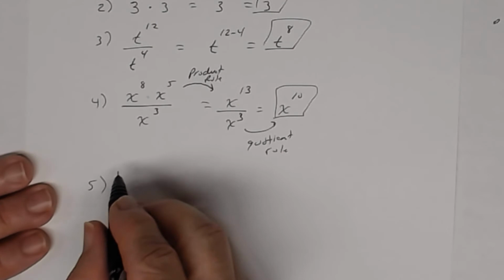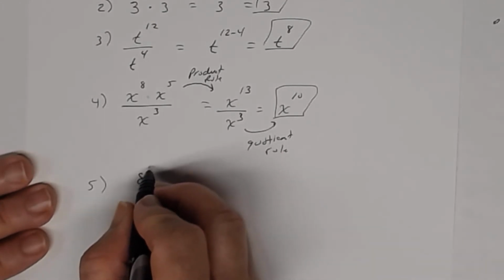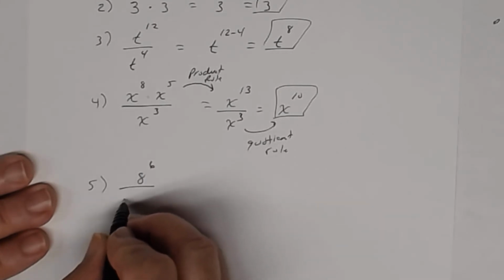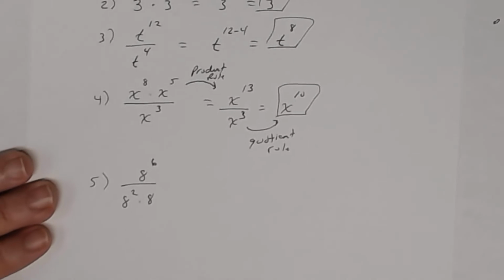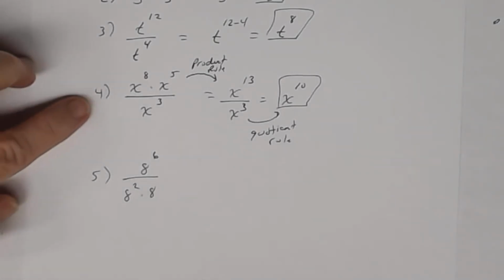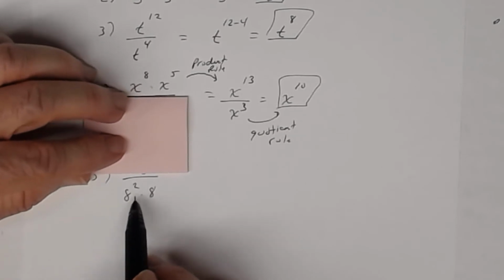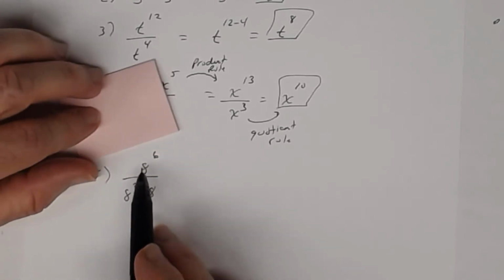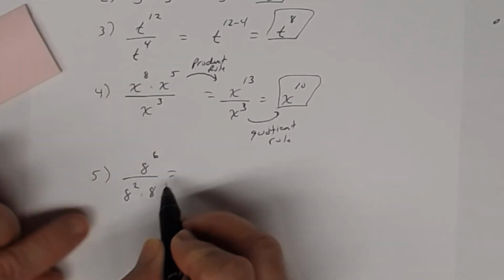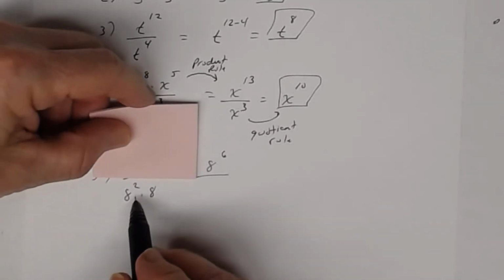What if you had 8 to the, let's say, 6th power divided by 8 squared times 8? Let's say we had that. Okay? 8 to the 6 divided by 8 squared times 8. So it's very similar to number 4, except the product rule that we're going to use is going to be in the denominator of this fraction. So let's simplify the denominator. So you got 8 to the 6 divided by 8 to the 2nd times 8.